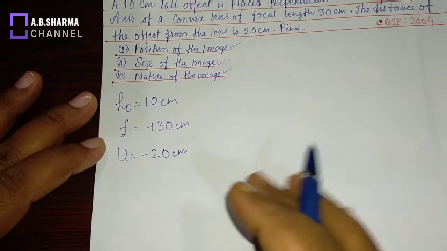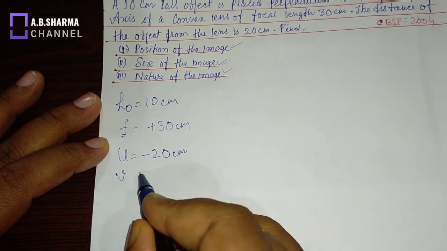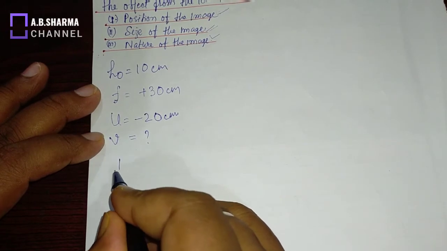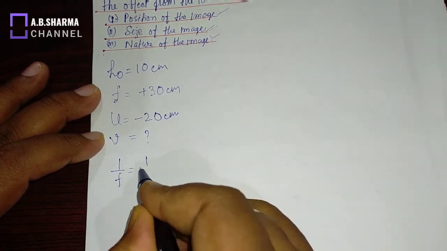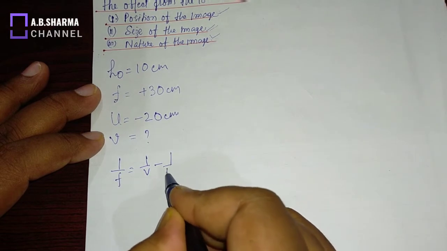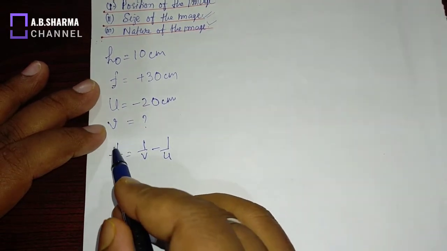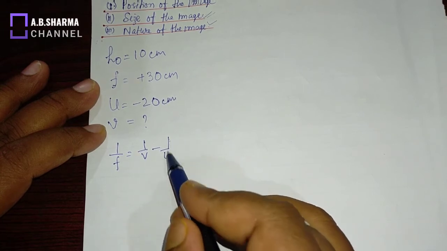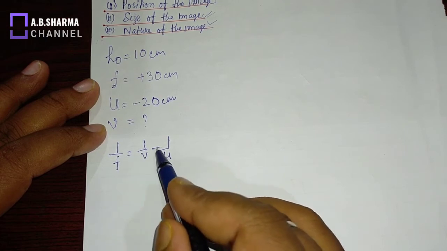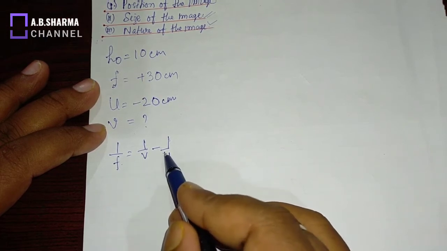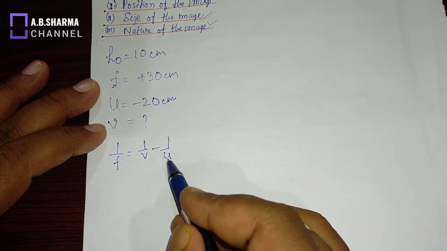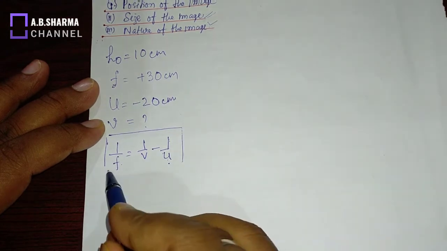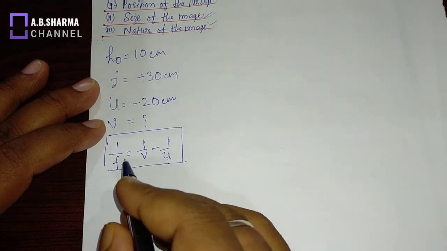Now first calculate image distance, that is v. We will use the lens formula, which is 1 over f equals to 1 over v minus 1 over u. Remember that in mirror formula, the term 1 over u will be with positive sign, but in lens formula the term 1 over u will be with negative sign. So this is the lens formula. Always remember, we have to calculate v.